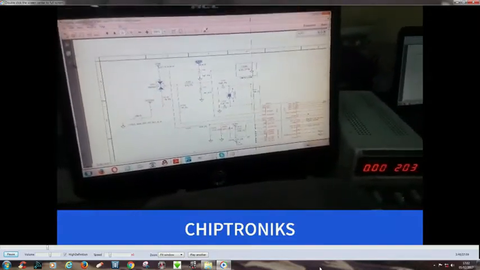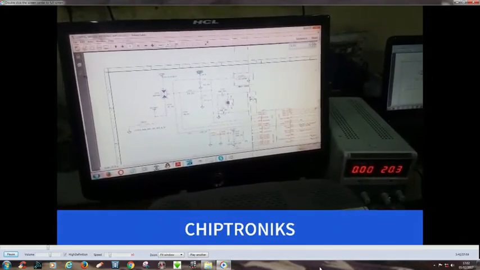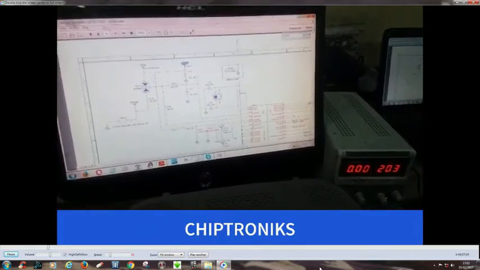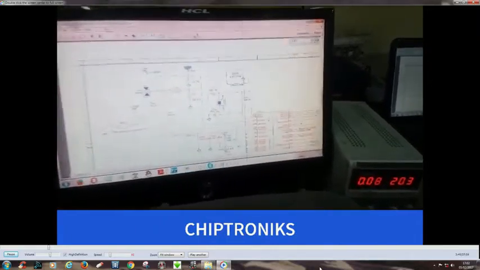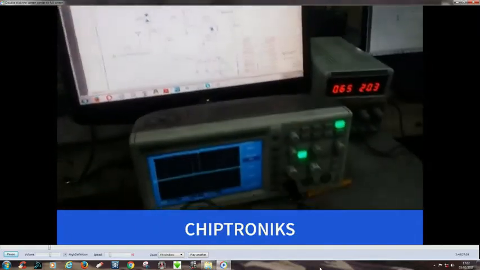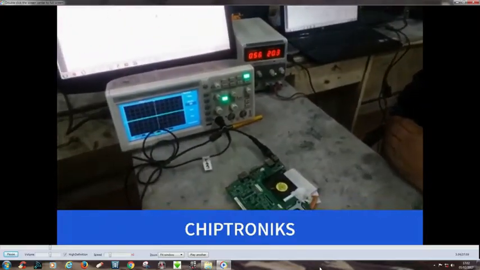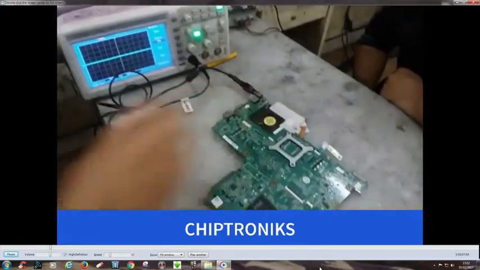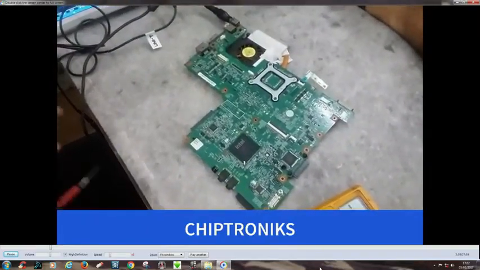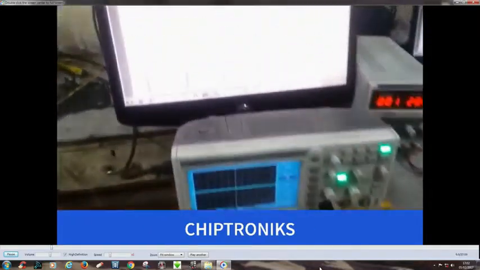As I have already told you, the very basic equipment for repairing your notebook motherboard is a DC power supply, an oscilloscope, a very good multimeter, and one BGA. Okay, this board, and now we'll see. We'll check for this one.